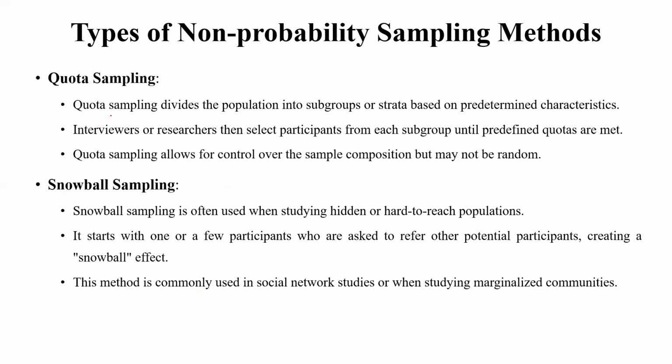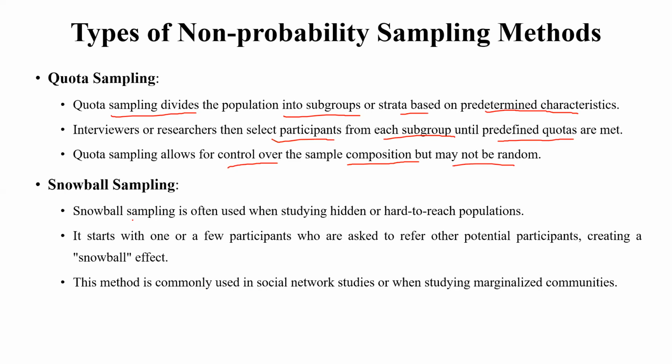Quota sampling. Quota sampling divides the population into subgroups or strata based on predetermined characteristics. Interviewers or researchers then select participants from each subgroup until predefined quotas are met. Quota sampling allows for control over the sample composition but may not be random.